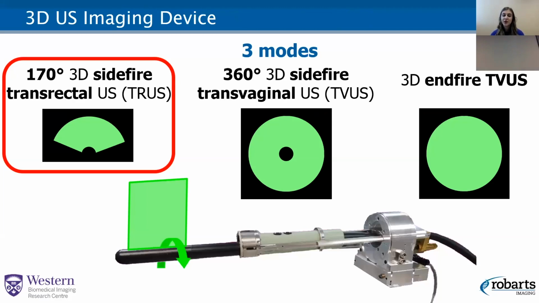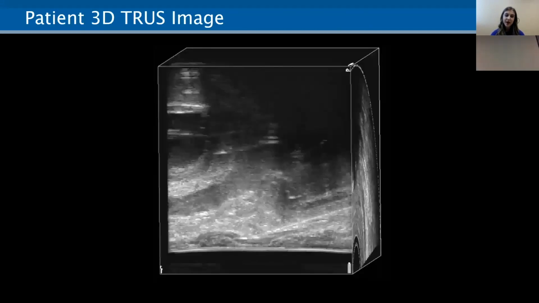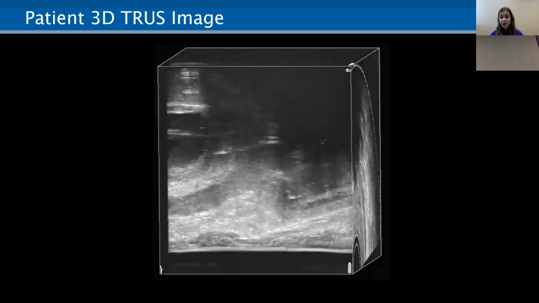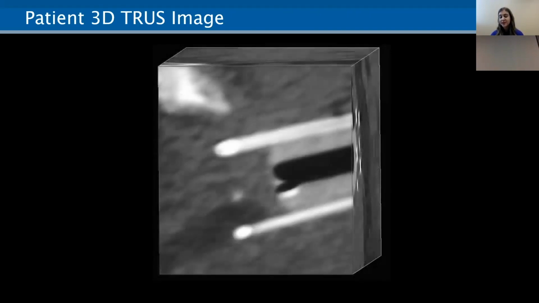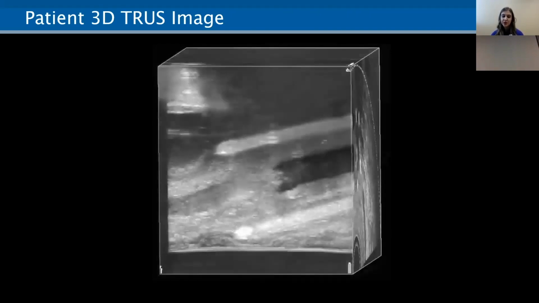And so the first mode I wanted to talk about was our 3D Sidefire transrectal ultrasound approach. Here you can see an example of a patient image taken with the 3D transrectal ultrasound, which has been aligned to the clinical CT. And so you see those blending in and out together.